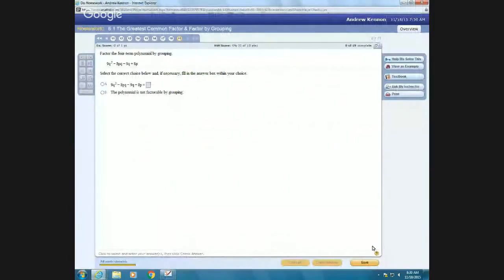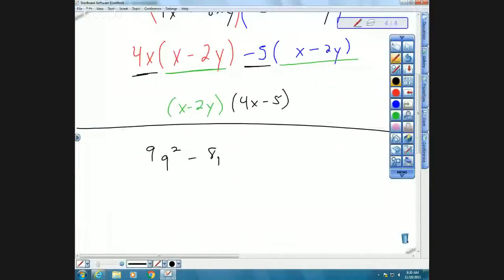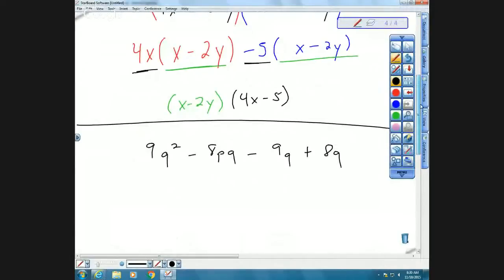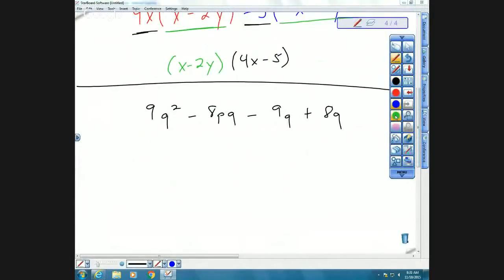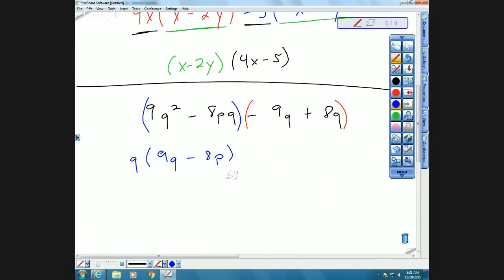Is that negative 9? 9q squared minus 8q. All right, so again, I grouped the first two, I grouped the second two. So in my blue one, what is common? Q, yes. So Q, and I get 9q minus 8p. In my red one, what's common?